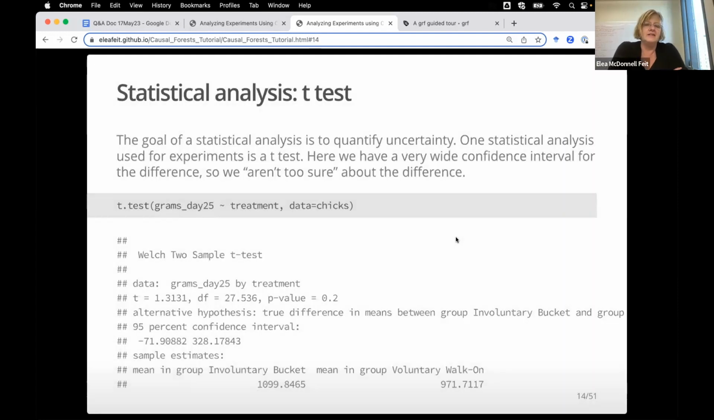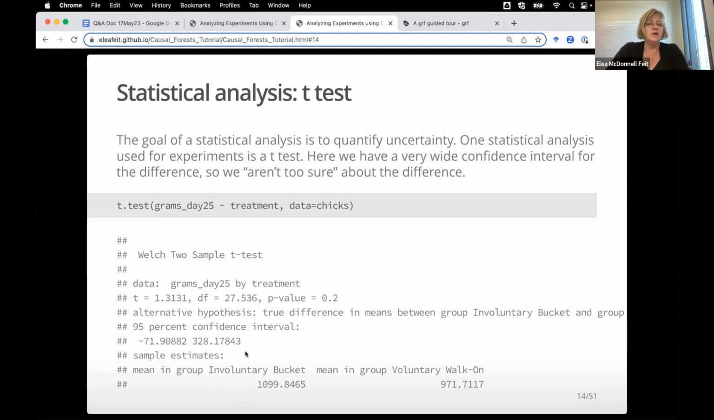So let's get back to analyzing the chick data. A typical way to analyze this kind of experiment is with a t-test. The R syntax for a t-test is t.test, and then I can use our formula notation here. I just say the variable name is a function of the treatment, and then I tell it that the data is in this data frame called chicks, and it gives me this sort of obtuse output.